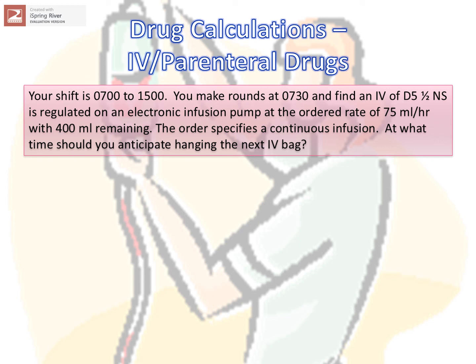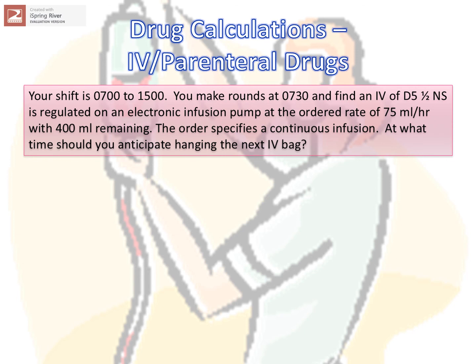7:30 in the morning, and find an IV of D5 half normal saline is regulated in an electronic infusion pump at the ordered rate of 75 milliliters an hour with 400 milliliters remaining. The order specifies a continuous infusion, so after this one runs out, you'll need to put up another one. At what time should you anticipate hanging the next IV bag?